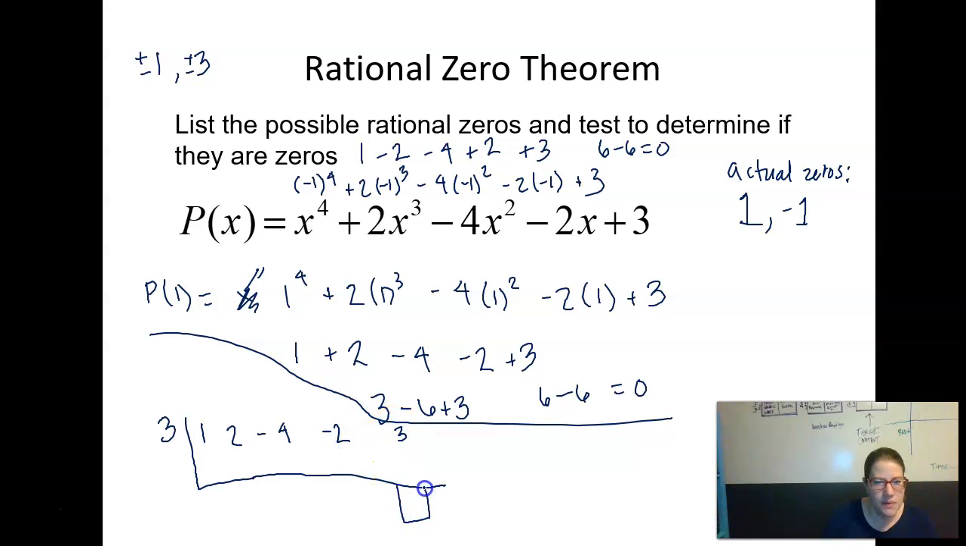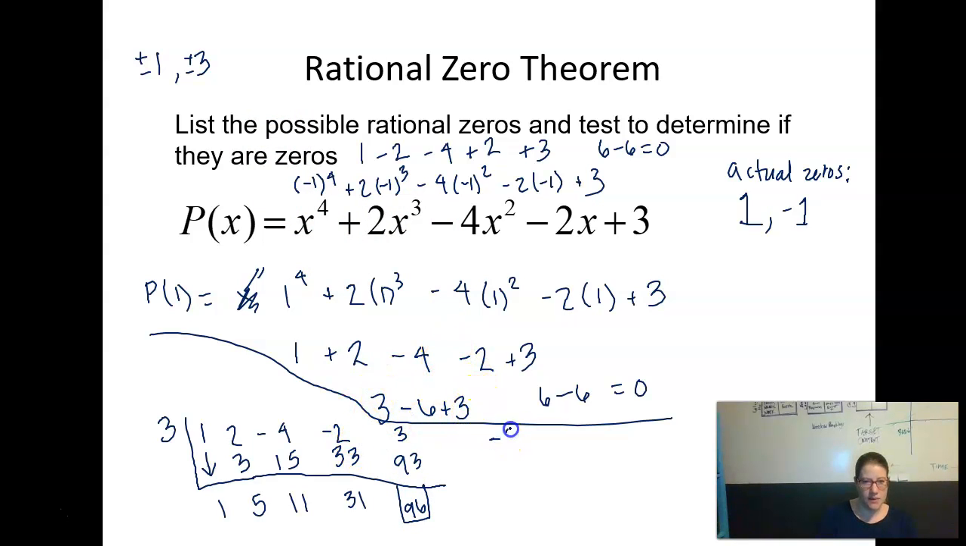I'm looking to see what the remainder is. If it's 0, it is going to be one of the zeros. So you can use either one of these methods that you prefer. It doesn't really matter. Just try one. And if you prefer one or the other, go for it. This is not working, obviously. That's giving me a remainder of 96. So 3 is not an actual 0.